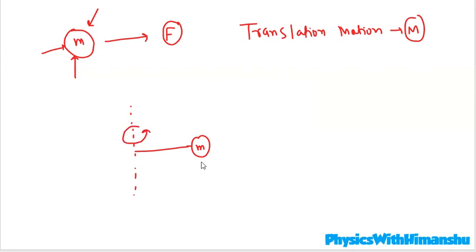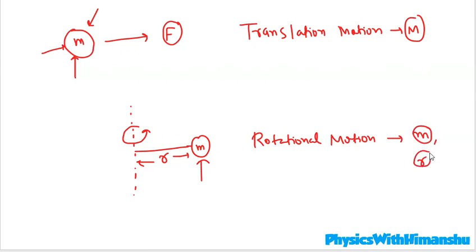So for rotation, the mass is also important and the distance is also important. For rotational motion, the inertia depends on both: the value of mass and the distance of mass from the axis. So the perpendicular distance from axis is also important. For translation motion, the inertia only depends on mass, while for rotational motion, the inertia depends on mass as well as the distance of the mass from the axis, that is r.